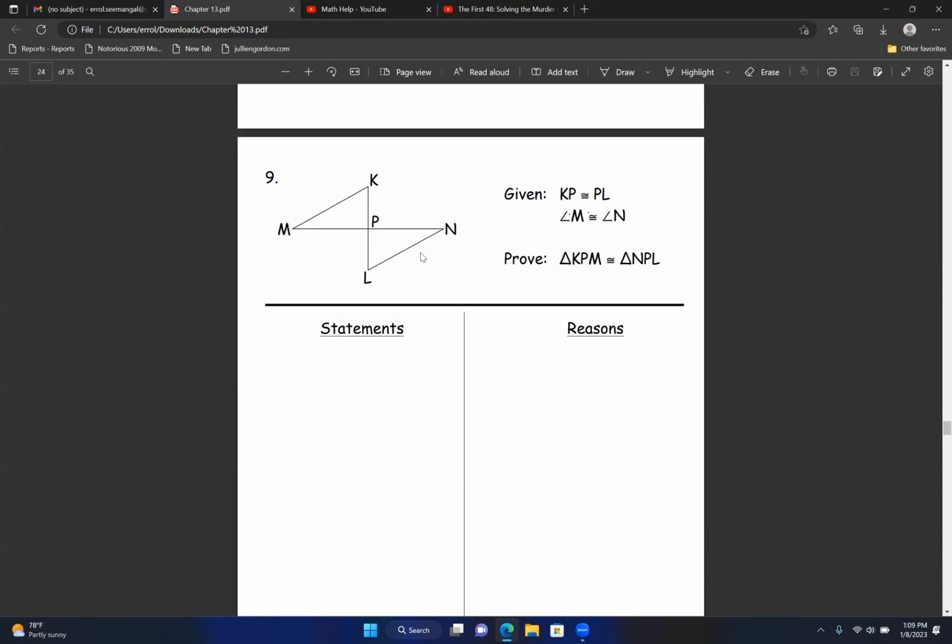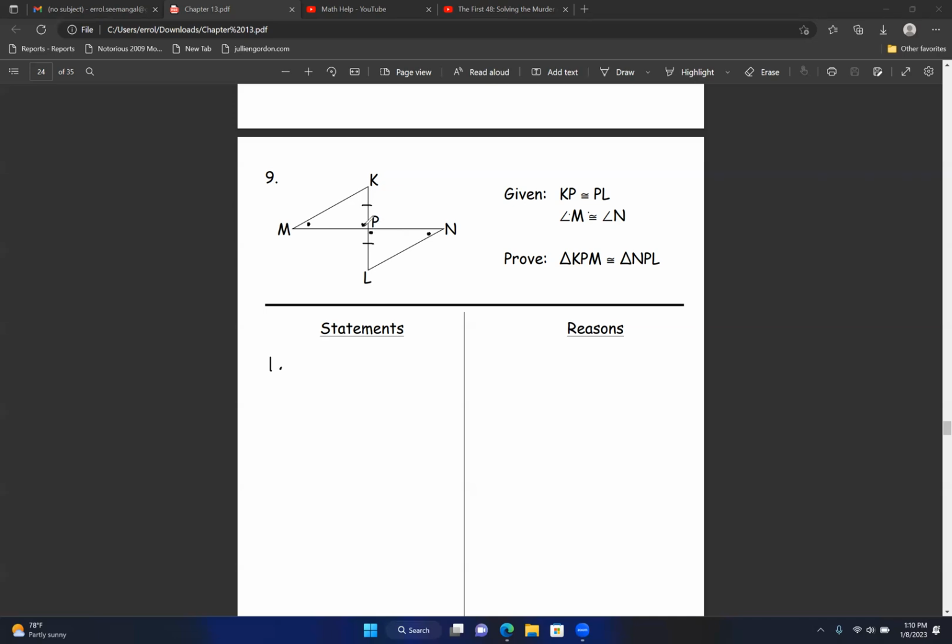All right, what am I going to write for number nine? KP equals PL. Okay, so KP, where's KP? KP is PL. Those two are the same. Then it says angle M, which is this angle right here, is angle N, which is right here. Okay, what's number one? KP is the side, right? Equal to this side. So then we know that this angle right here is the same as this angle right here.